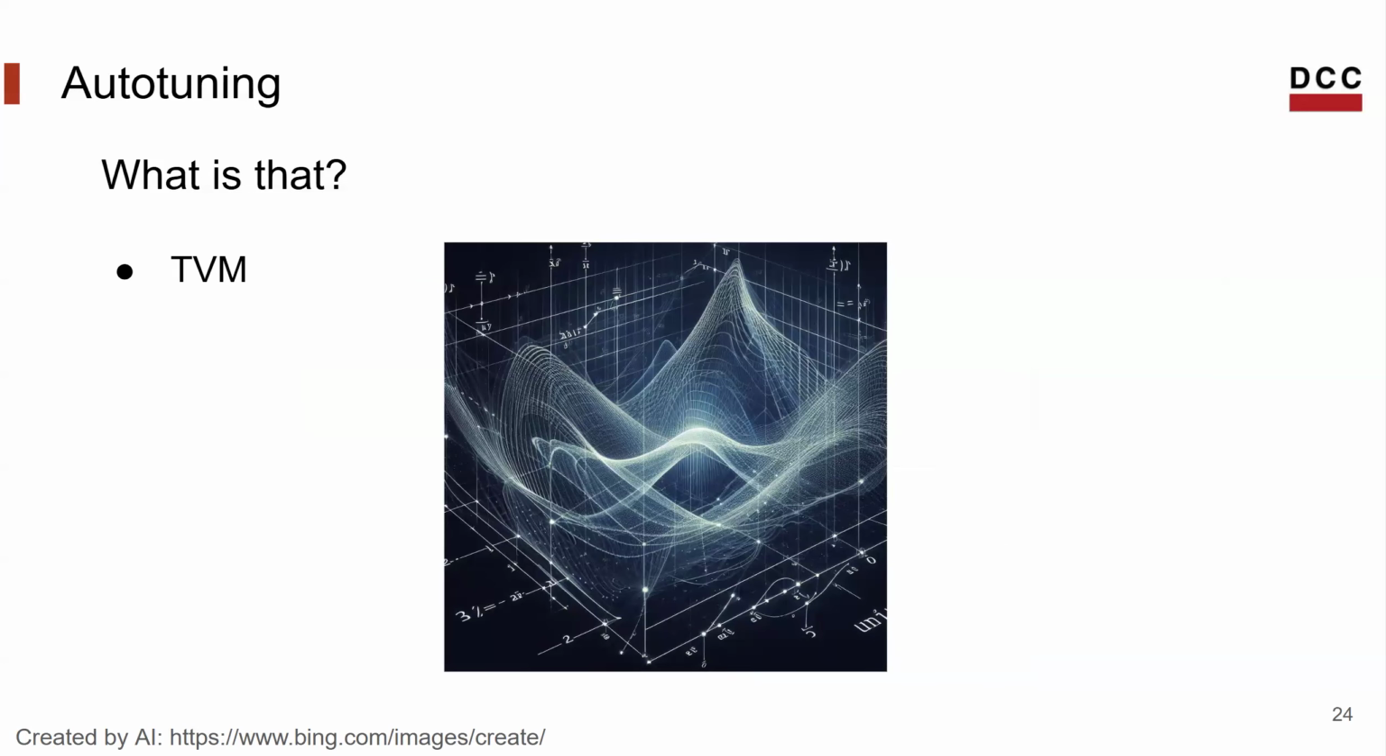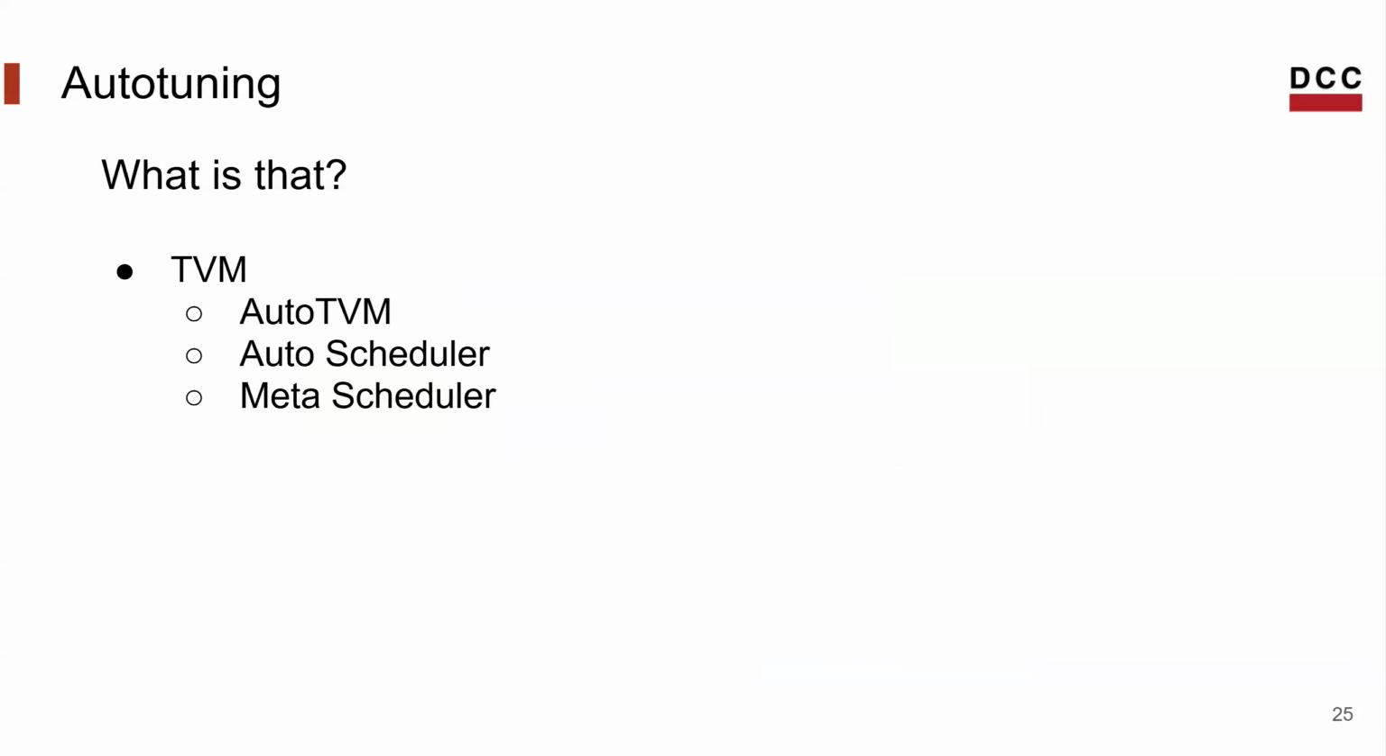When we think of modern auto-tuning today, TVM, or Tensor Virtual Machine, is the first one that comes to my mind. TVM is an open source deep learning compiler stack. Currently, it has three auto-tuners: AutoTVM, AutoScheduler, and MetaScheduler. In this work, we will focus on the first two auto-tuners. This is because the third one is still in development.